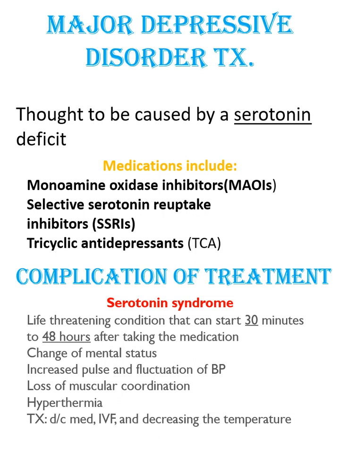This is an overdose of serotonin in our body. It's life-threatening and can start within 30 minutes to 48 hours. Change in mental status, increased pulse, and up and down blood pressure. We're going to lose our muscular coordination. So we're going to spike a fever. So we're going to treat it by discontinuing the medications, giving IV fluids, and decreasing the temperature with antipyretics and cooling blankets.